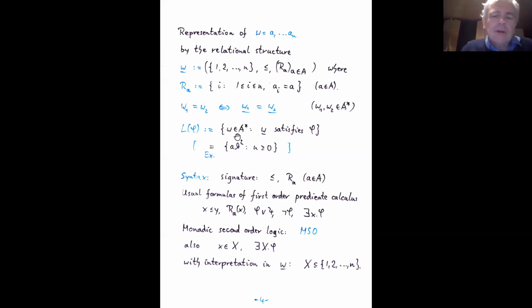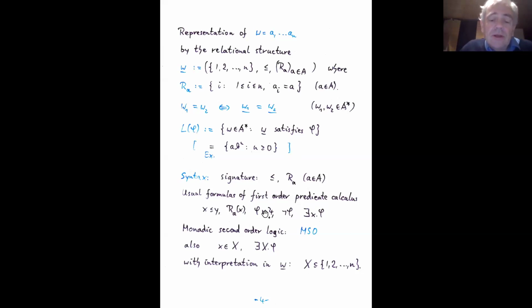In our example, we can define L of phi as the set of all words where the relational structure satisfies the sentence. In our example, this was the set of all a, b to the n. So the syntax which we have here is a binary relation and unary predicates, and then we can form the usual formulas of first order predicate calculus: atomic formulas x smaller than or equal to y, R_a of x, and then disjunction, negation, and existential quantification.